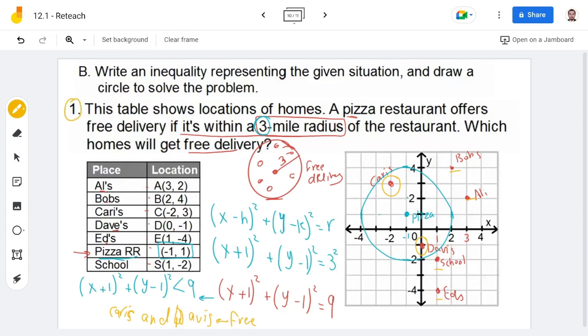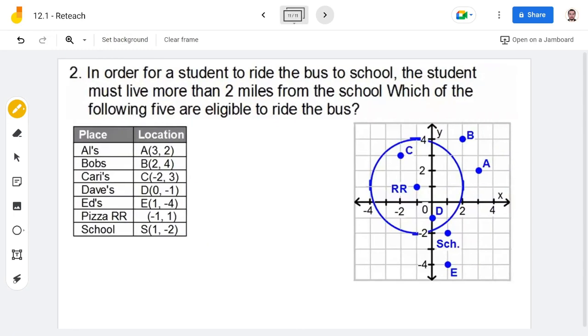So this is question number 1. Now let's do question number 2 with the same circle. We have everything here, and we have the school. Question 2 says, in order for a student to ride the bus to school, the student must live more than 2 miles of the school. More than 2 miles of a school.